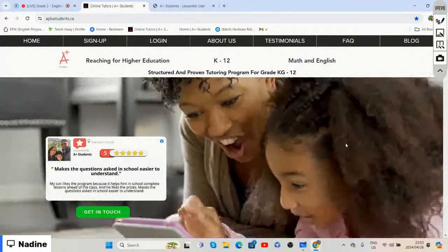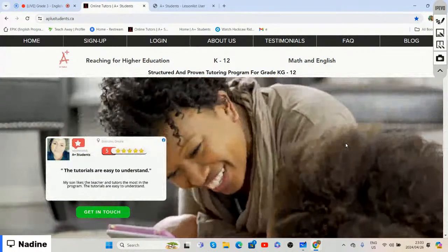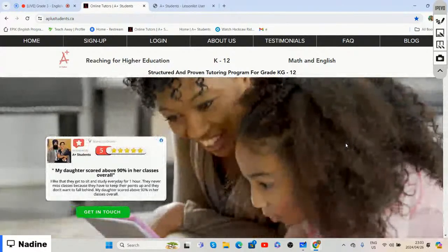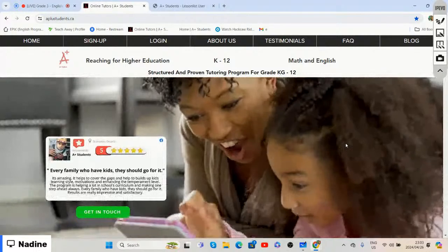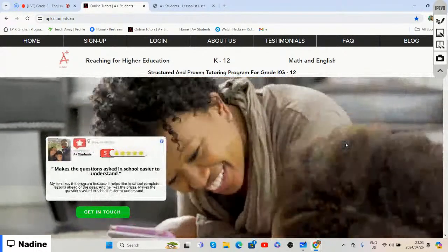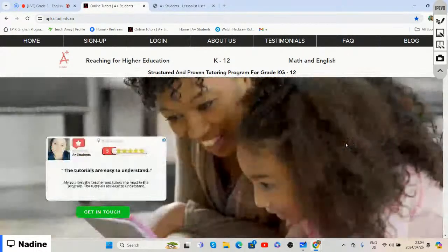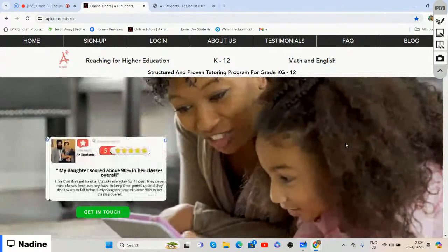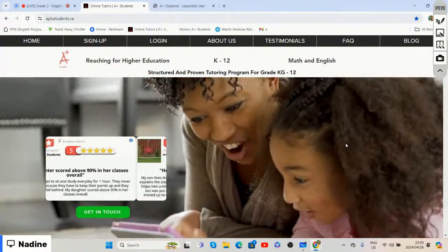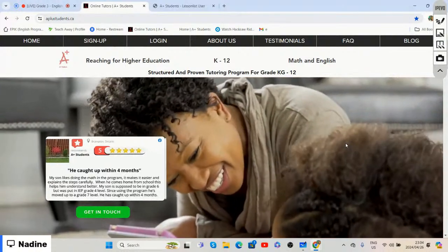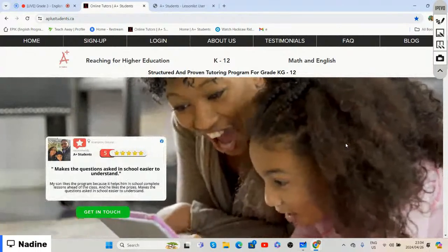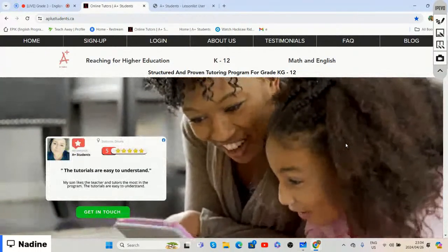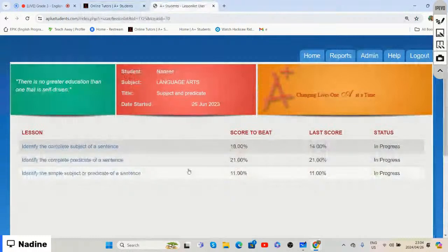Once you've logged on to aplusstudents.ca with our username as well as our password, then we're going to select the subject of language arts, grade 3, and then we're going to scroll down up until we get to the chapter of subject and predicate.